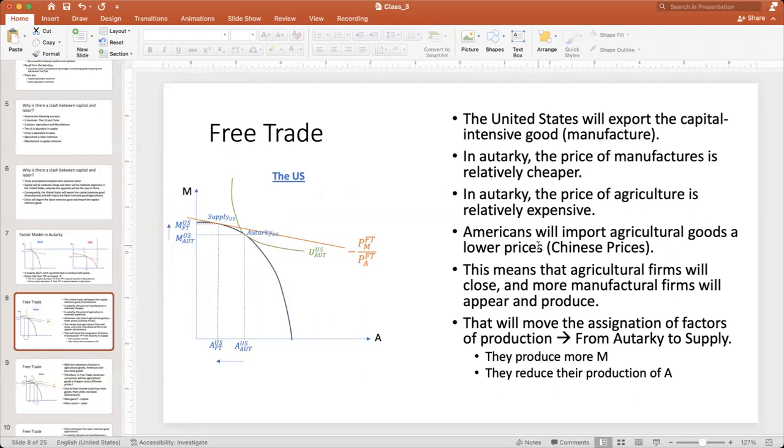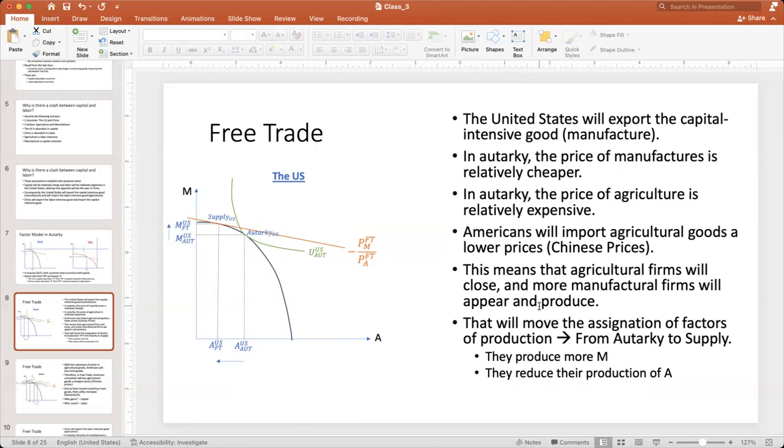If an American has on the table, I'm going to assume that both countries produce rice. So the rice produced in America should be more expensive than in China because rice needs more labor, and labor in America is more expensive than in China. So because of that, the final retail price of American rice is higher. So an American consumer prefers the Chinese rice because it's cheaper. This means that agricultural firms will close in America and more manufacturing firms will appear and produce.